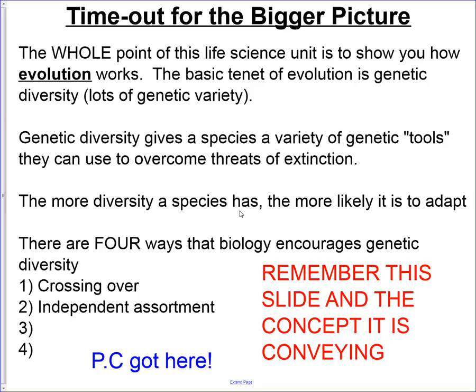There are 4 ways that biology encourages genetic diversity. 2 of them occur during meiosis: crossing over and independent assortment. Number 3 and number 4 we'll get to in a couple of weeks, but for now let's just be concerned with how crossing over and independent assortment encourage the species to have genetic diversity. Remember this slide, you're going to see it again when we go over 3 and 4.